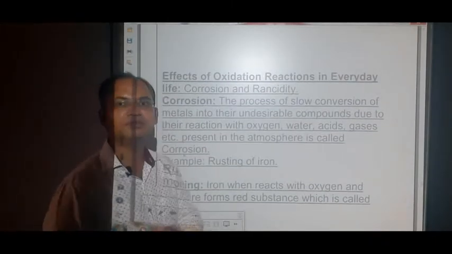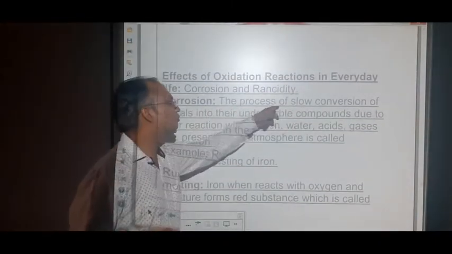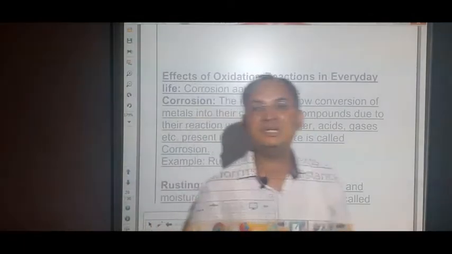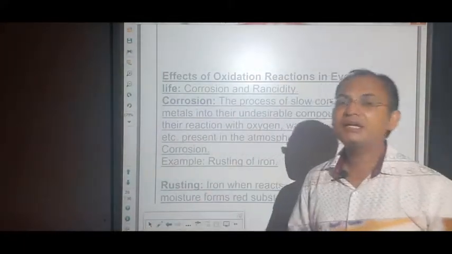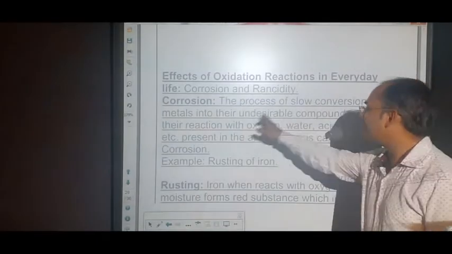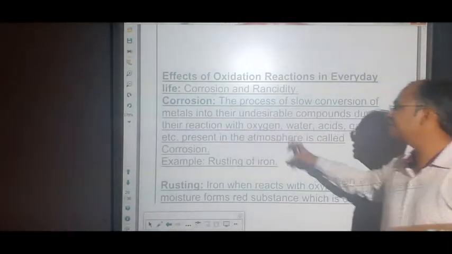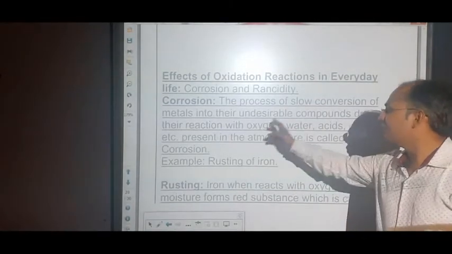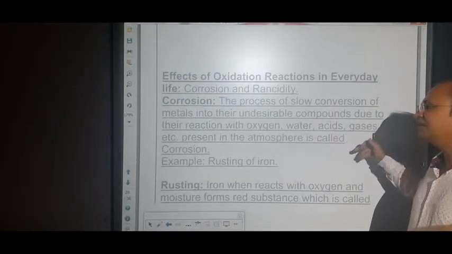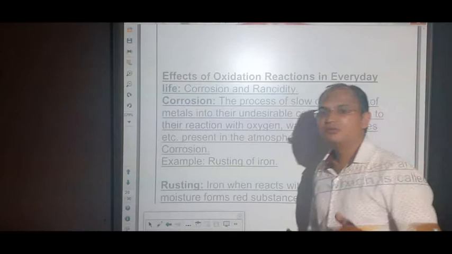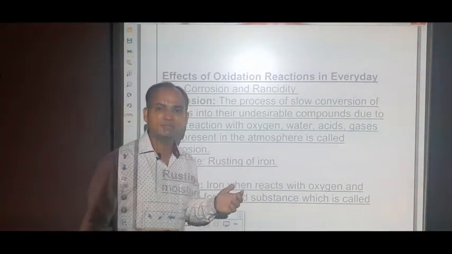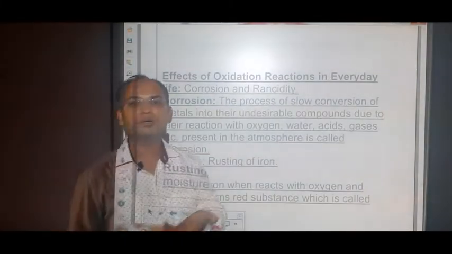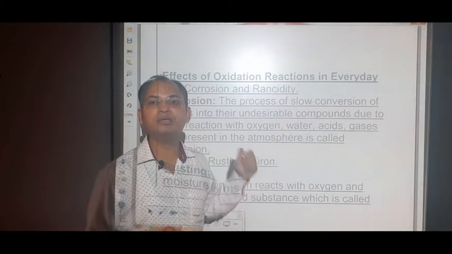If we see the definition of corrosion, it is the process of slow conversion of the metals into their undesirable compounds due to their reaction with, now with what do they react to form those undesirable compounds? With oxygen, water, acid, gases, etc. That means the metals can react with so many things and form compounds which are undesirable for us, which are not much useful for us. That process is known as corrosion.